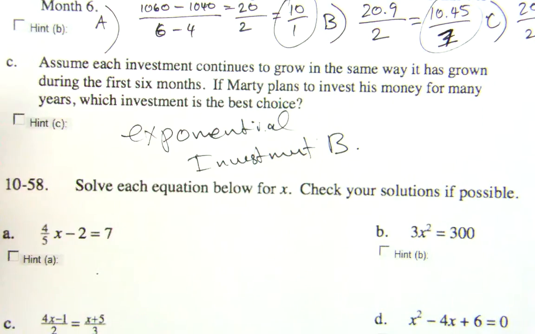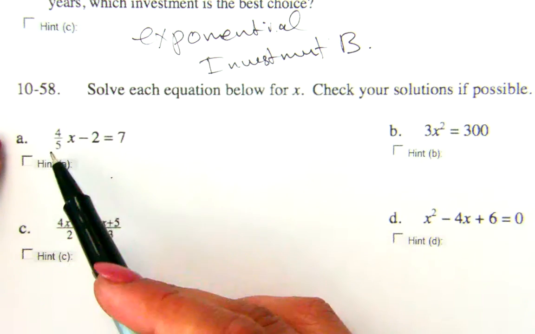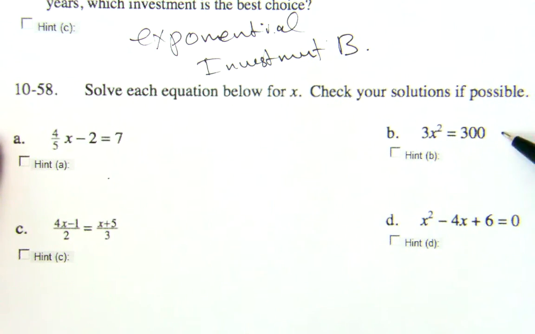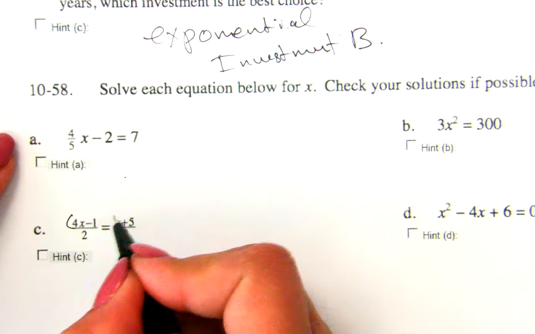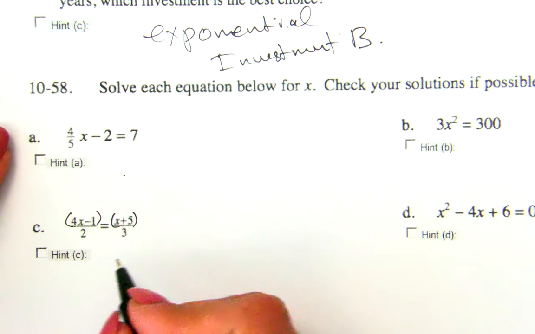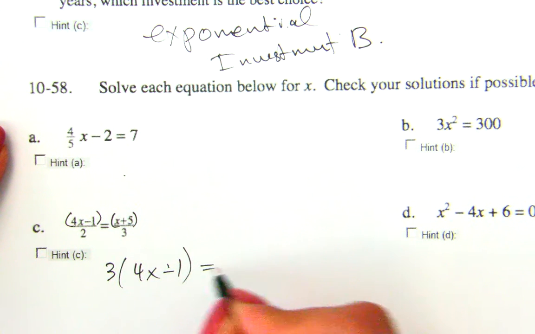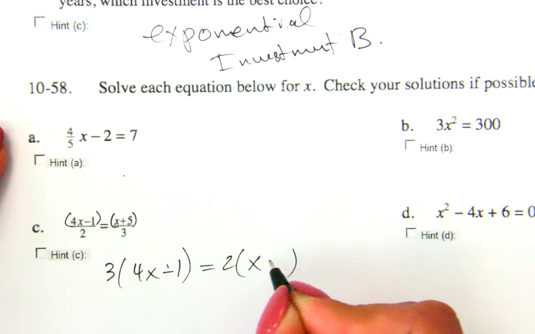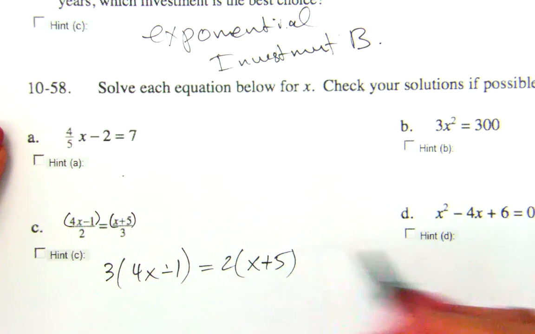Okay, next one. Solve the equations below for x. You guys should know how to do these on your own by now. If you don't like the fraction, turn it into a decimal. B shouldn't be a problem. For C, the only thing I can remind you is please make sure you put parentheses around the 4x minus 1, around the x plus 5. And you can start this off and put the number that you're distributing out in front.